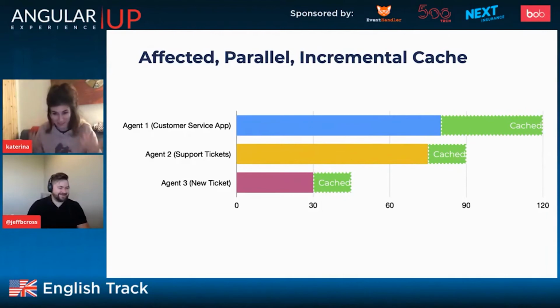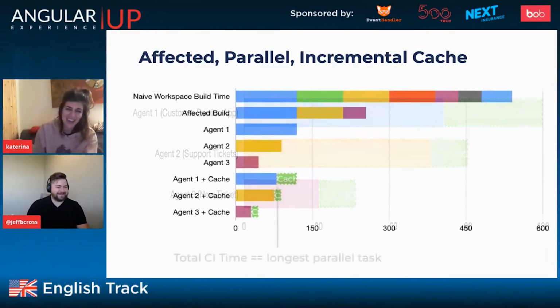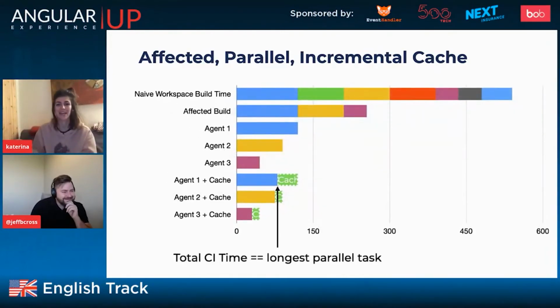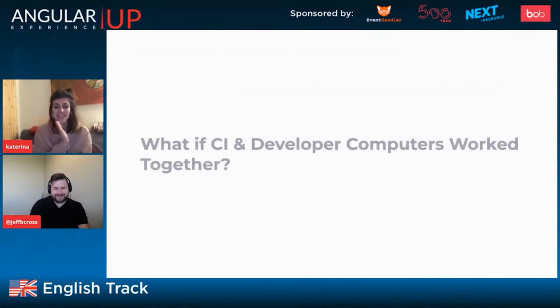If we put the affected and parallel functionalities in action, together with incremental cache, our build time is practically reduced to a quarter of the initial. And let's take a look now.